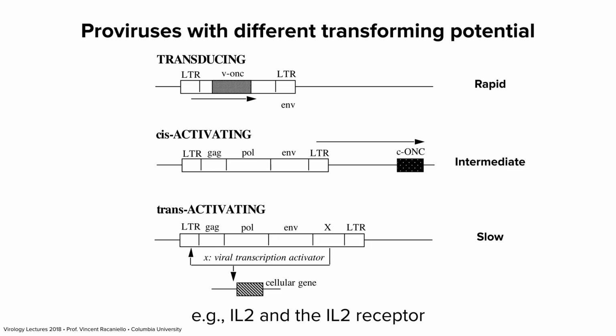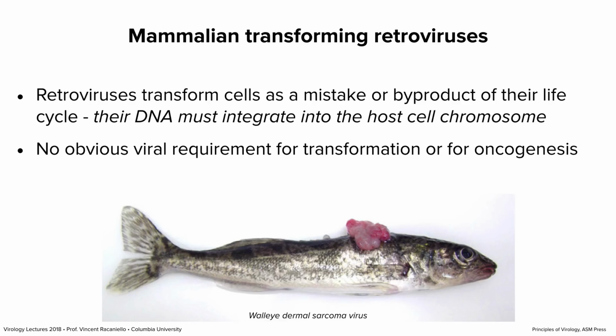And then we have the slow transformation viruses that are trans-activating, no oncogene, no cis activation of an oncogene, but rather, in this particular case, they encode a transcriptional activator, a protein that's needed to transcribe viral genes. And this happens to activate certain cellular genes, and if one of those is an oncogene, you will have long-term transformation. One of these that's activated by HTLV happens to be IL-2, a protein that can cause T cells to proliferate. And that's how this causes T cell leukemias.